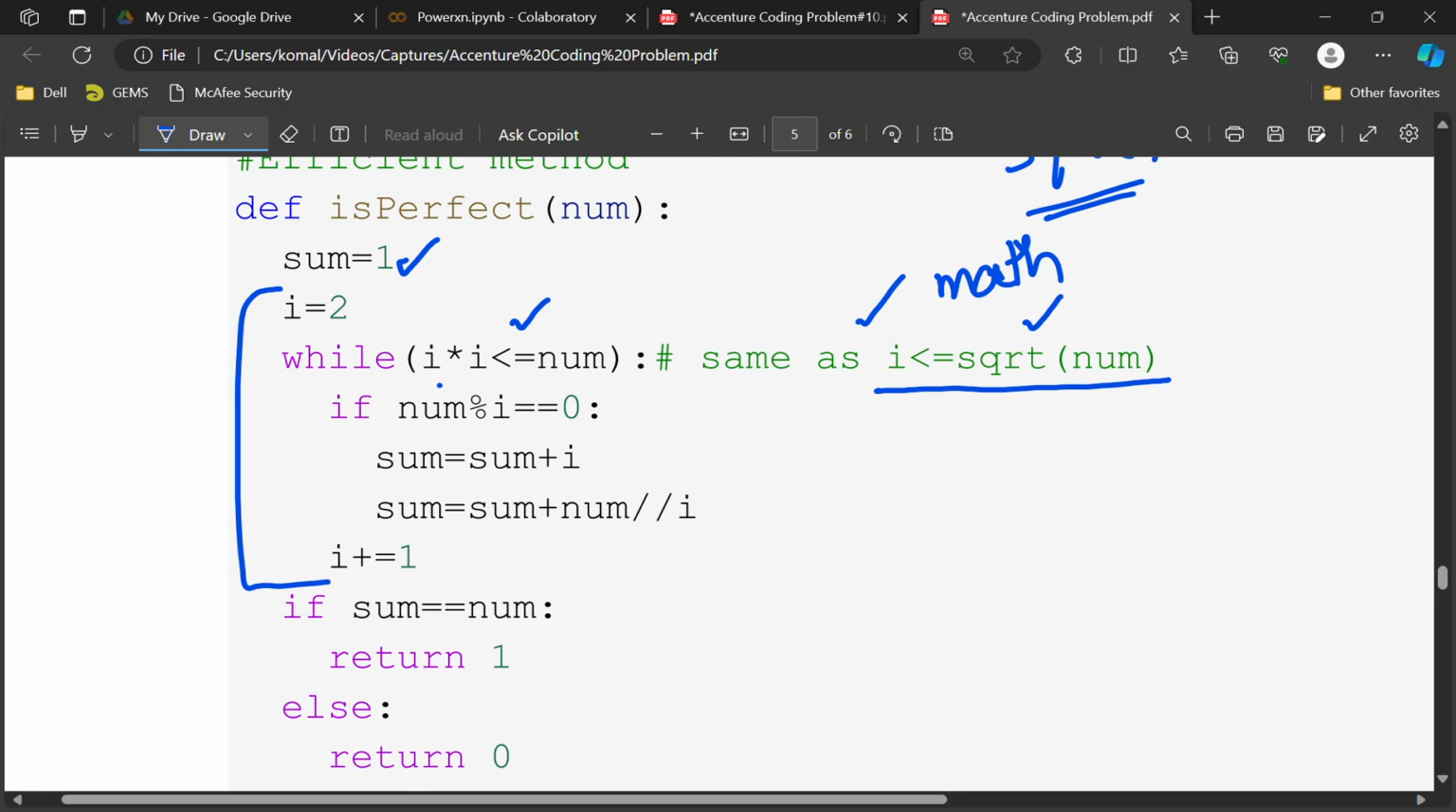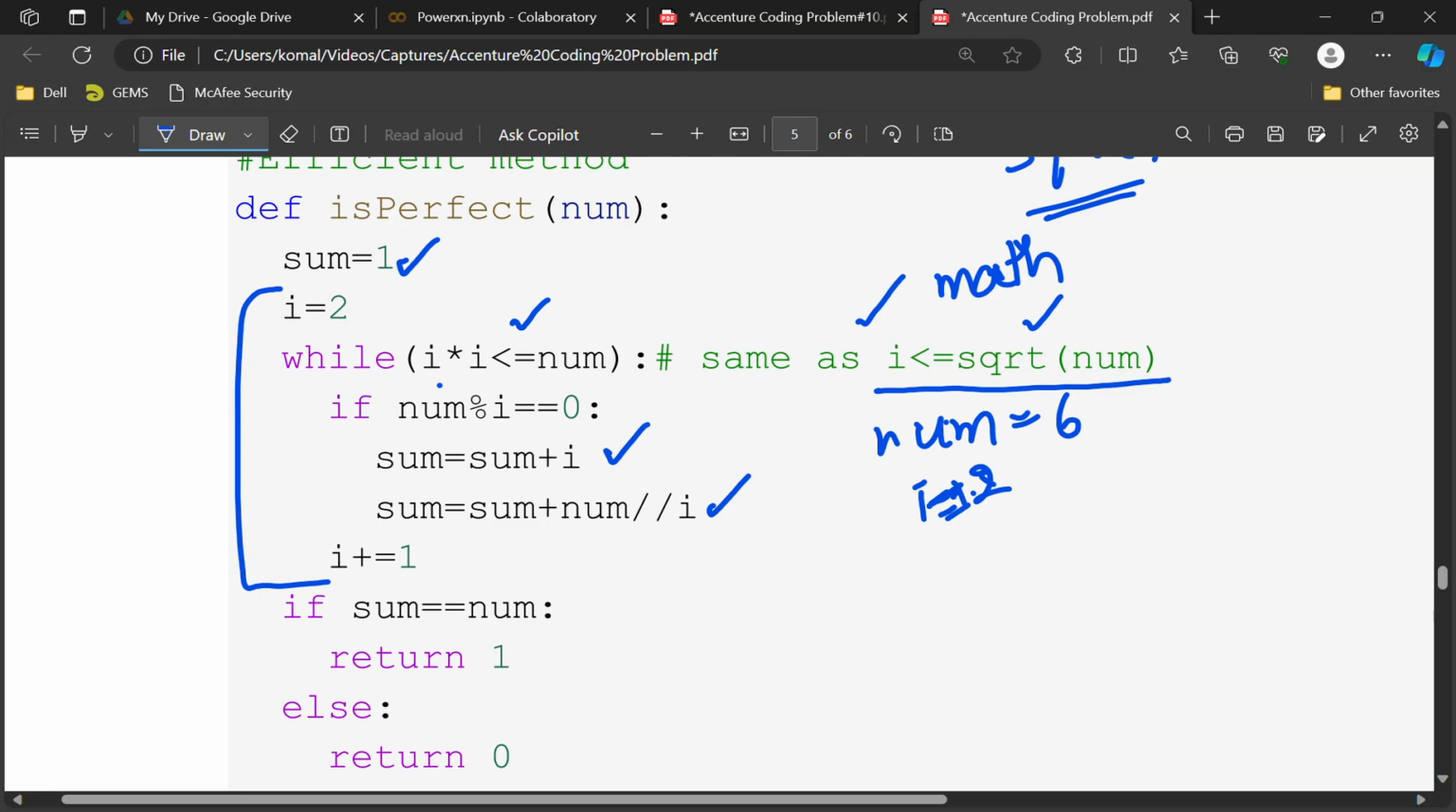Now if num is divided by i exactly, sum equal to sum plus i. Very good. What is this one additional step here? Sum equal to sum plus num divided by i. Why are we considering this? Suppose num equal to 6. What is the square root of 6? It is 2 point something. That means the iterations will stop at i equal to 2. But we know that 3 is also a factor of 6.